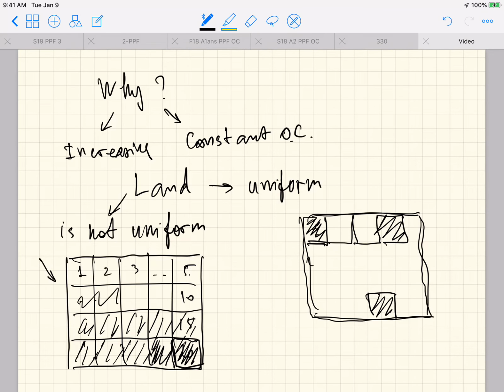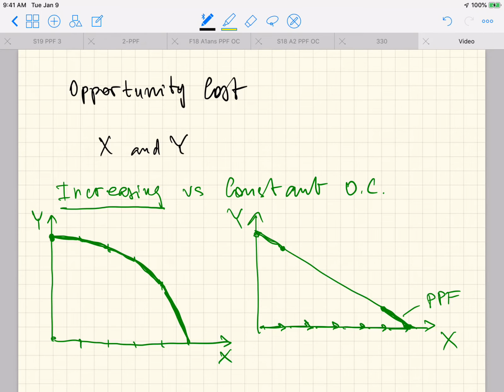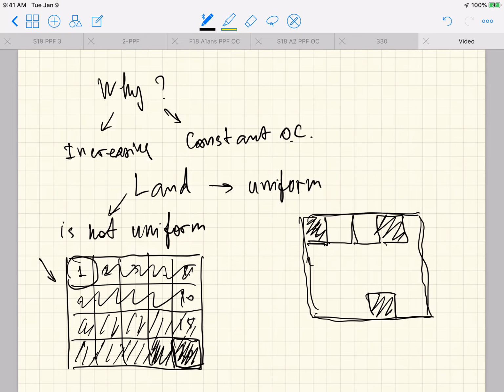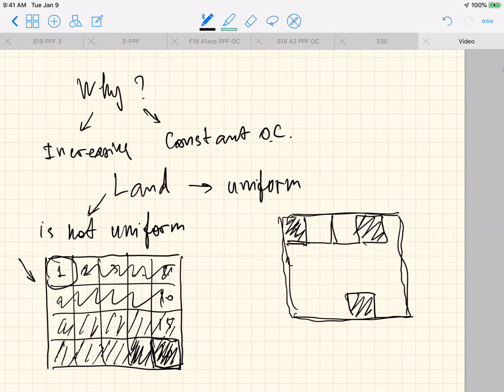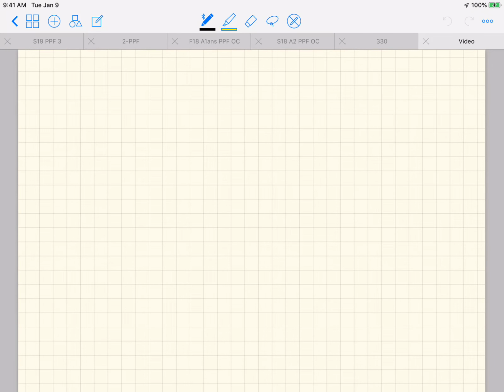So when you've used everything up and have this last piece left, that's the most productive, the best, the most fertile piece of land. So when you're taking this one out, you're losing the most. And that basically explains why you have this situation where your opportunity cost is rising, going up, increasing. All right, so that's the intuition behind the story. Okay, so that's the story of the diagram.